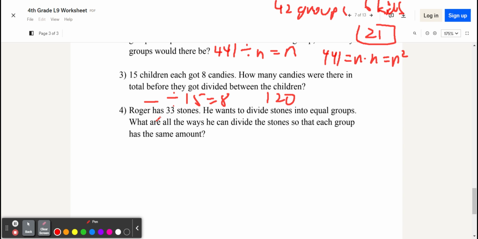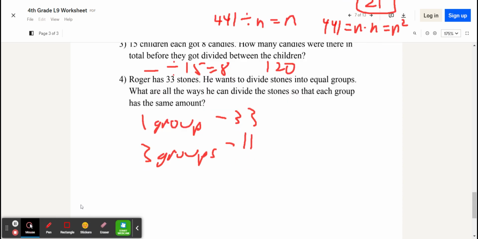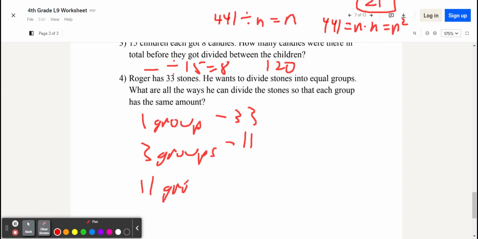And then lastly, Roger has 33 stones, and he wants to divide them into equal groups. And so, what are all the ways he can divide the stones so that each group has the same amount? Well, Roger could have one group that has 33 stones. He could have 3 groups where each one has 11 stones. He could have 11 groups where each one has 3 stones, and he could have 33 groups, which aren't really groups, but if you want to include that, you can put that there, which each have 1 stone.